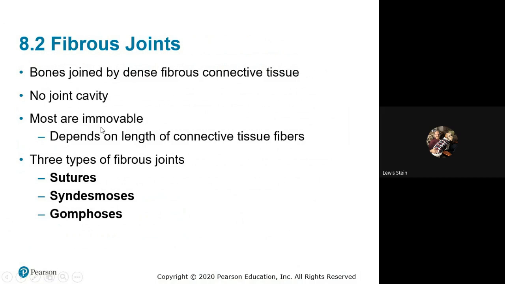Early on, those are the soft spots that we see in the child's skull when the child is born. So there's inherently a little amount of give. That's because the fibers are longer. And we classify them interestingly, and there's a fair amount of sport that goes on with this. Sutures, the ones we looked at, and syndesmoses.